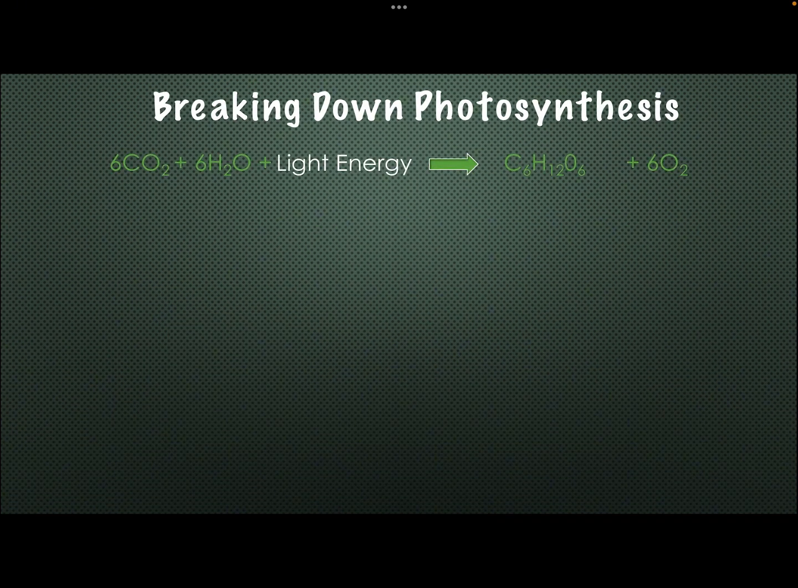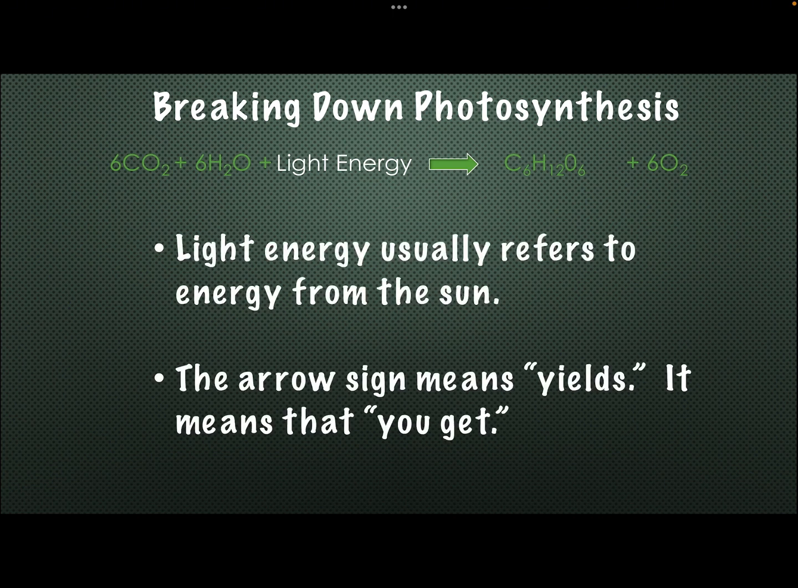The next part of our chemical equation is light energy. Light energy usually refers to the energy from the sun. When we look at the arrow, the arrow sign means yield. And it means basically this is what you are going to get.